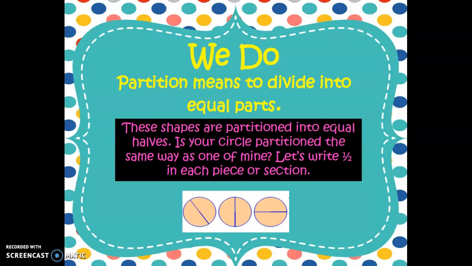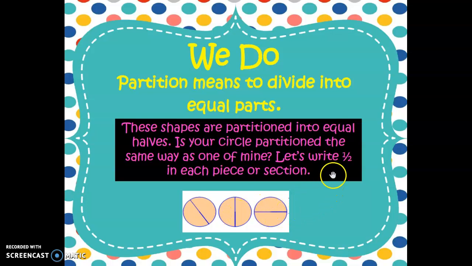Okay, I have three circles here. My circles were partitioned into halves. Is your circle partitioned the same way as mine? Let's write one half in each circle. So over here you'd write one half, just like this. Over here you'd write another half. However you partitioned your circle, on each side, write one half. That's to remind you that each part of the circle is half of it. You can see that both sides are equal.